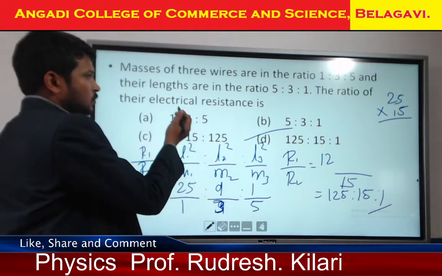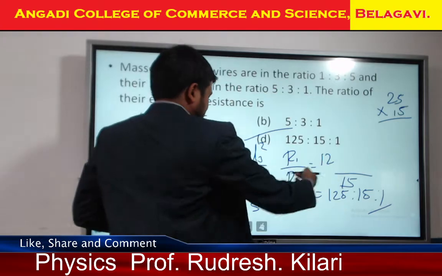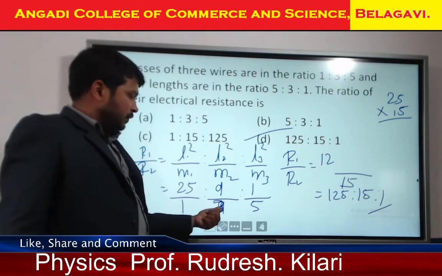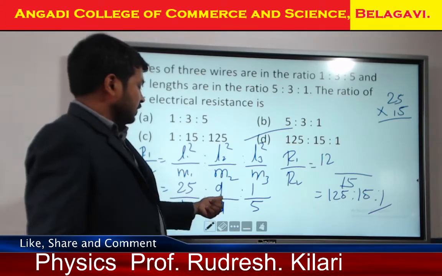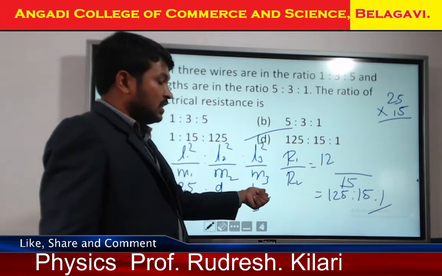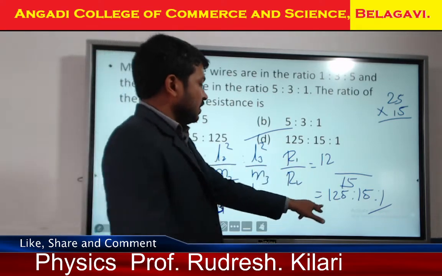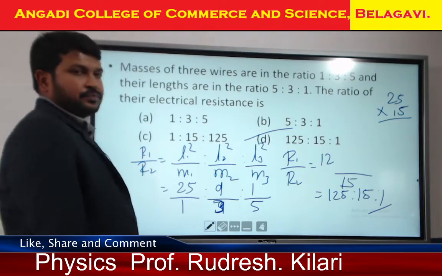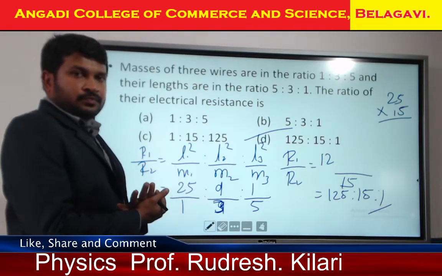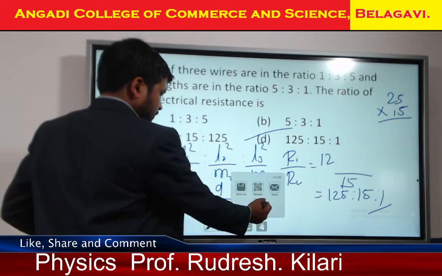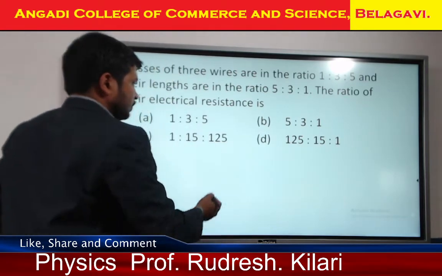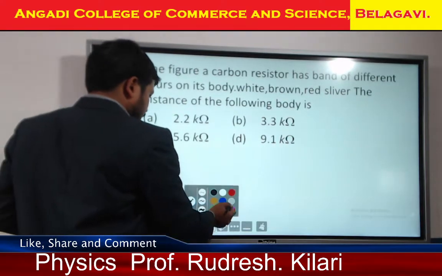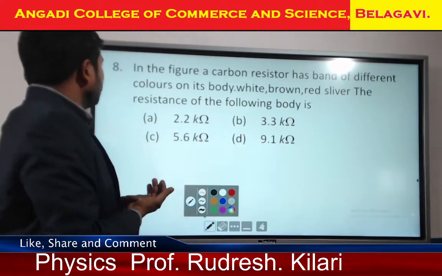Okay, so just note down this one. Let's take LCM. 15 is the LCM. Again multiply 125, 25 into 15. Again here 3 fives we multiply, again here 3s. Okay. What we can get here: 125 is to 15 is to 1 is the answer. Okay, next one we will take.